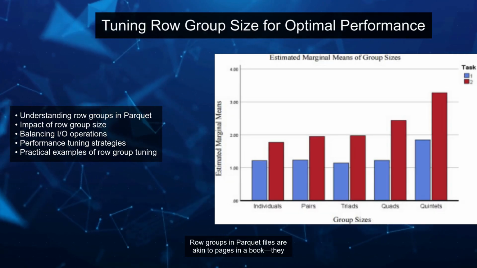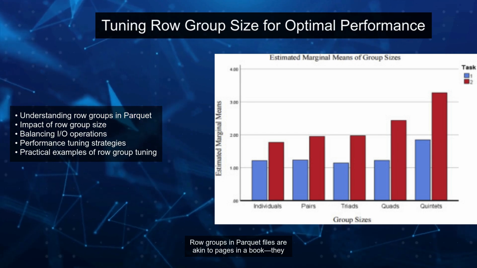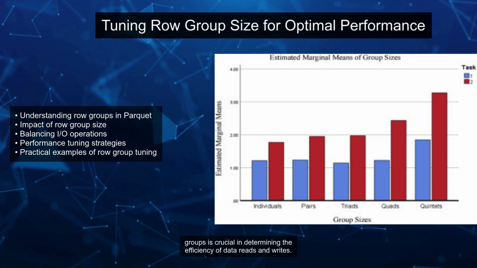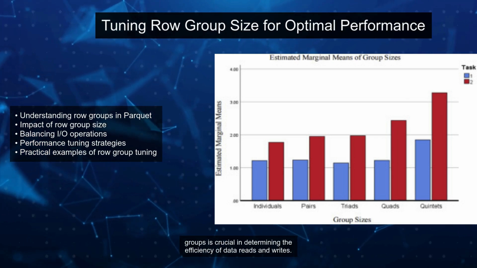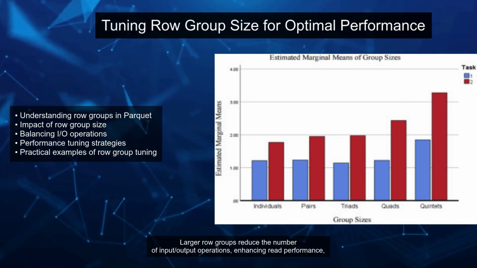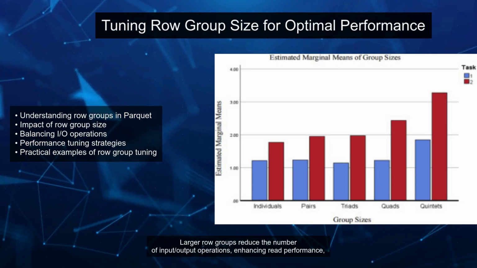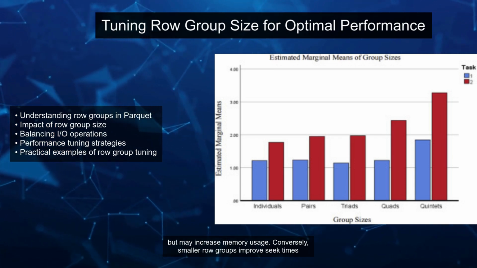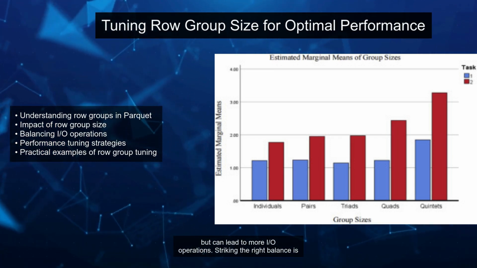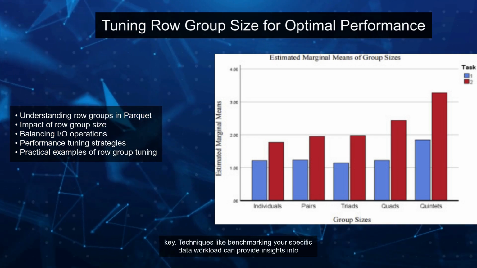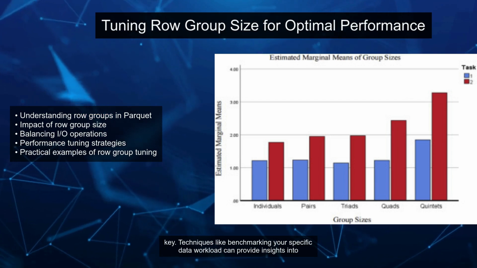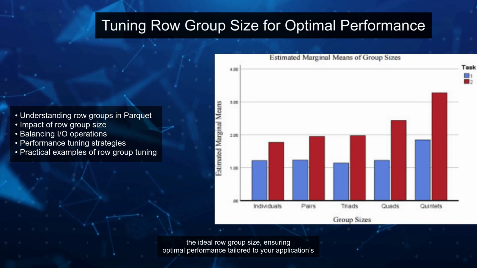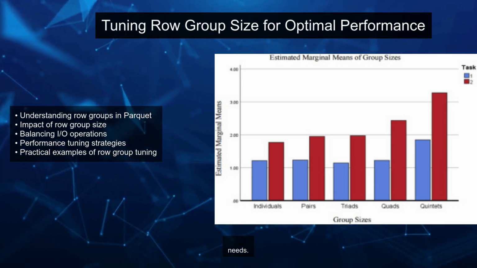Row groups in Parquet files are akin to pages in a book. They define how data is chunked and accessed. The size of these row groups is crucial in determining the efficiency of data reads and writes. Larger row groups reduce the number of input/output operations, enhancing read performance, but may increase memory usage. Conversely, smaller row groups improve seek times but can lead to more I/O operations. Striking the right balance is key. Techniques like benchmarking your specific data workload can provide insights into the ideal row group size, ensuring optimal performance tailored to your application's needs.